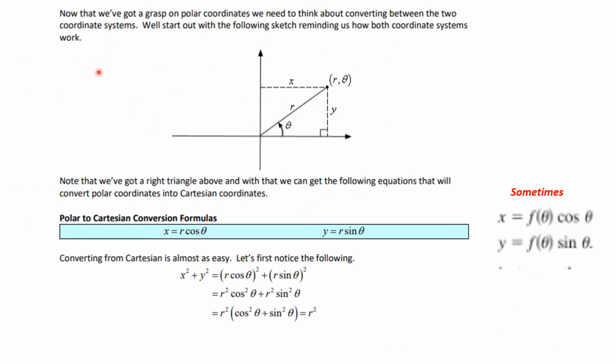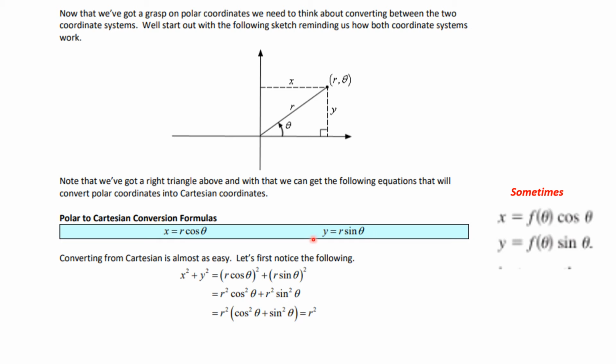Now that we've got a grasp on the polar coordinate system, we need to think about converting between the two coordinate systems. We've talked about the rectangular or Cartesian coordinate system and the polar coordinate system. So recall that we call this point (x, y), because you went out x here and up y, but also this is called (r, theta). Well, you've got a right triangle there, and so it's very easy to get these equations. x over r is equal to cosine theta, so that means x is equal to r cosine theta, and similarly y over r is equal to sine theta, so y is equal to r sine theta.